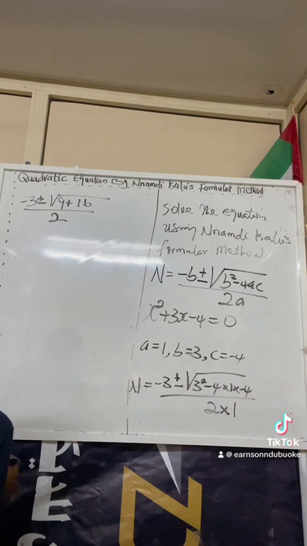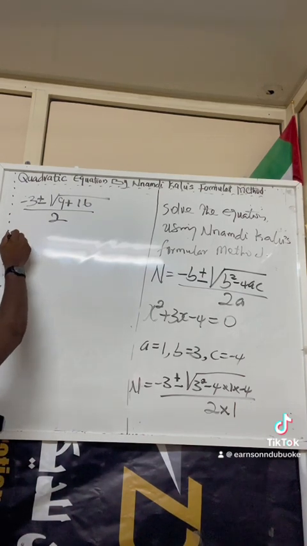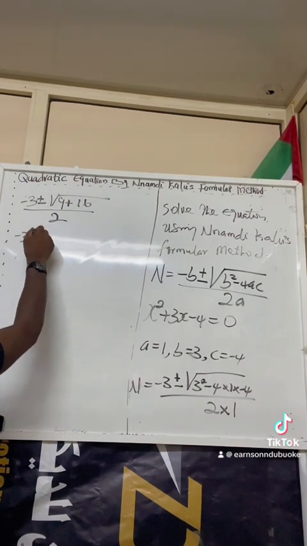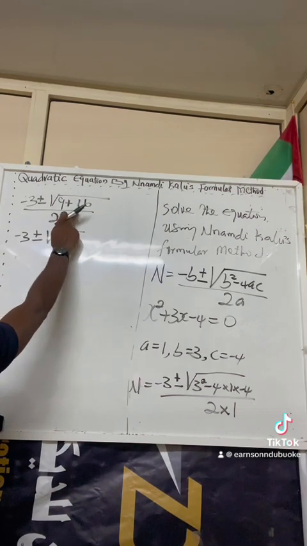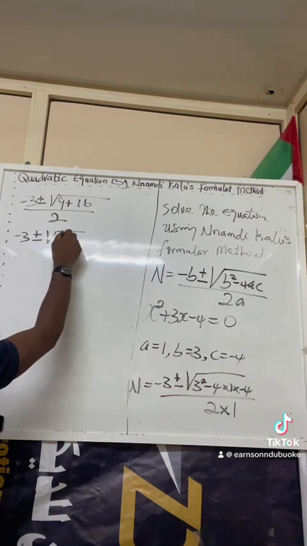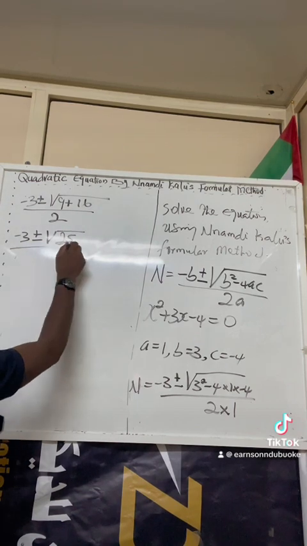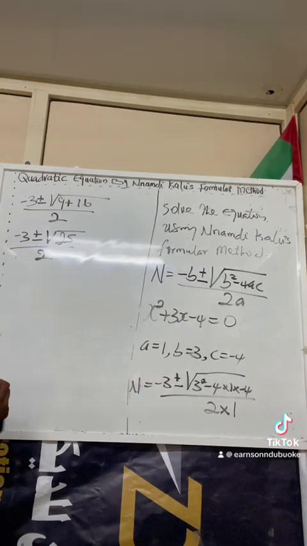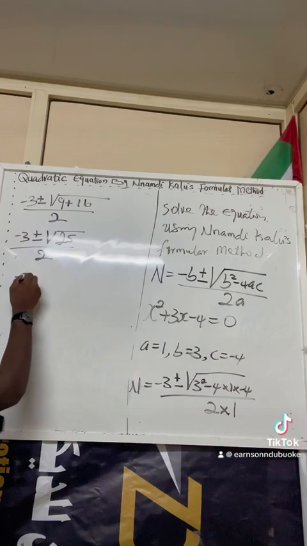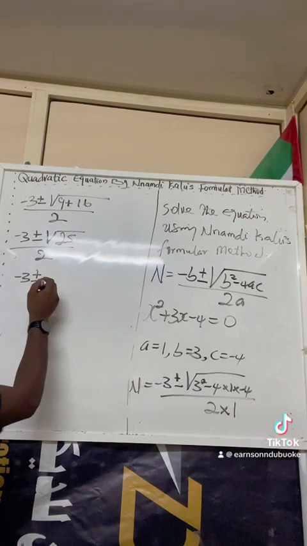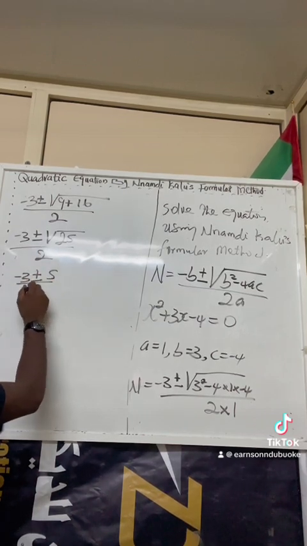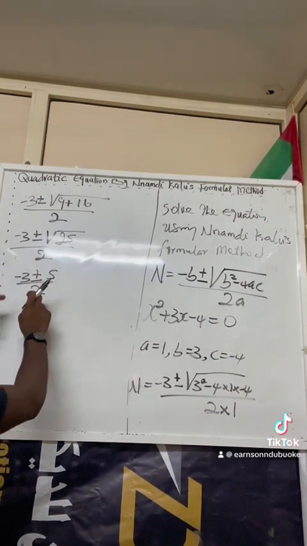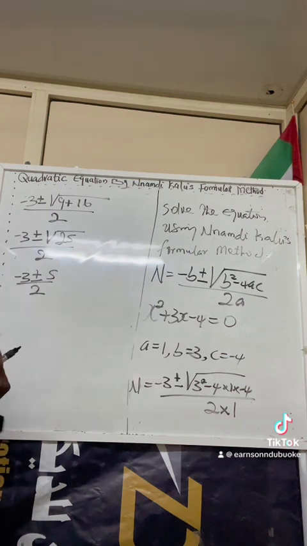So the next thing I need to do now is I have again minus 3 plus or minus the square root of 9 plus 16 gives me 25, all over 2. So in this case, I have minus 3 plus or minus the square root of 25 gives me 5, all over 2. So in this case now, I'm going to be taking this one after the other.